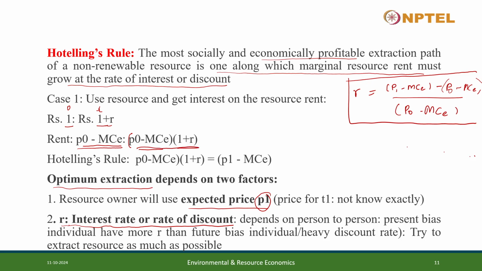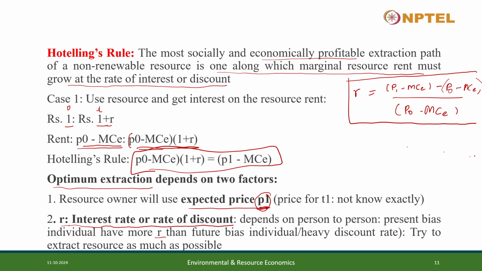So now from here we are getting this condition, and now we have said that optimal extraction also depends on two things, that is P1 and R, right? So P1 is the expected price of the future at time 1 or any time t, and R is the rate of discount. So the rate of discount is person-to-person dependent.